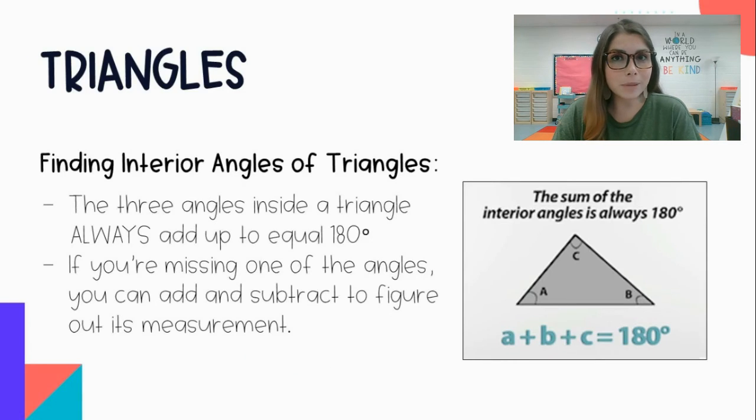What happens if we're missing the inside angle? Well, just like with angles, we can solve for missing angles inside triangles. The three angles inside a triangle will always add up to equal 180 degrees. Always. A triangle's interior angles equal 180 degrees. So if you're missing one of the angles, you can do a little addition and subtraction to solve for the missing angle because all three angles will always add up to equal 180 degrees.